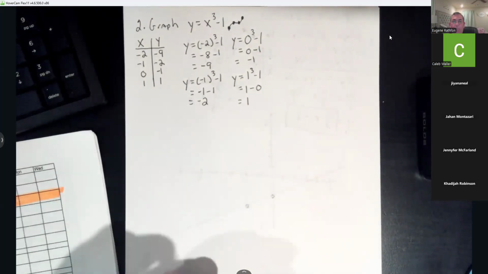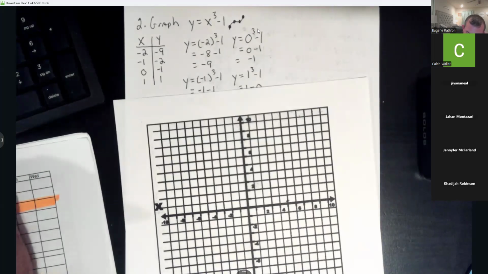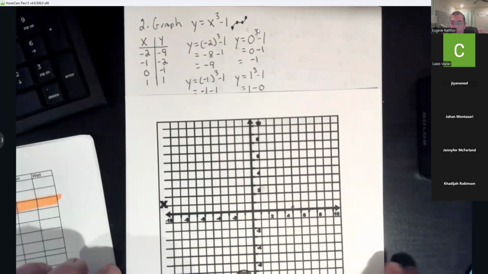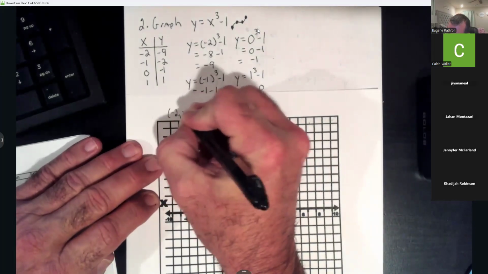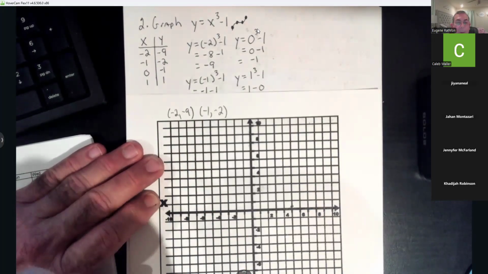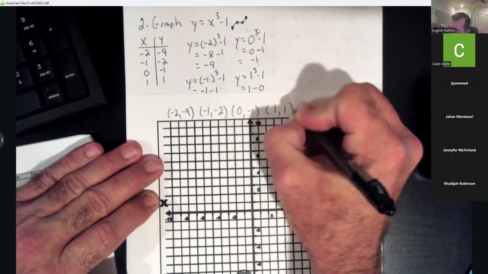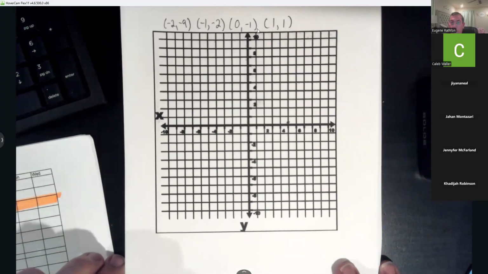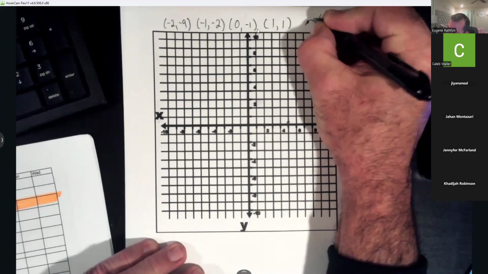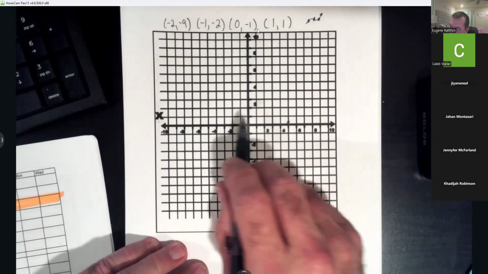All right, so I got these 4 points. I'm going to graph this on this one. So let me get my points up here. So I got -2, -9. I got -1, -2. I got 0, -1. And then finally, 1, 1. All right, so remember in MathLab, choose that 4-point cubic tool first and then plot them points.